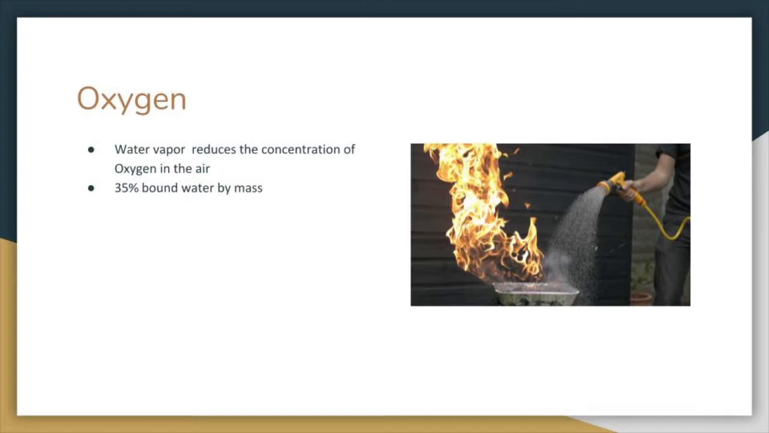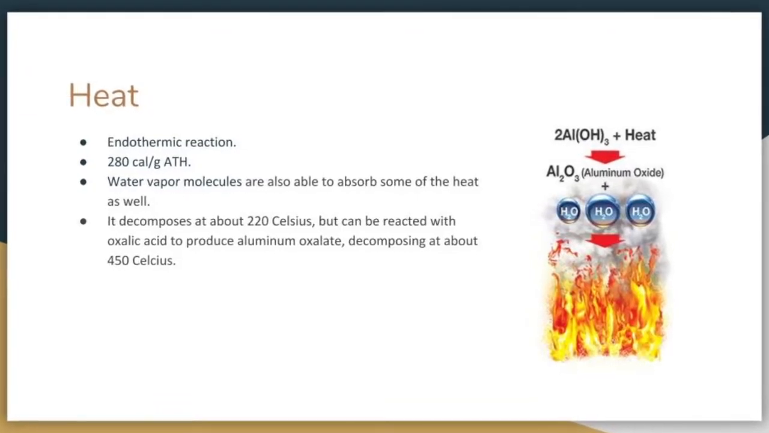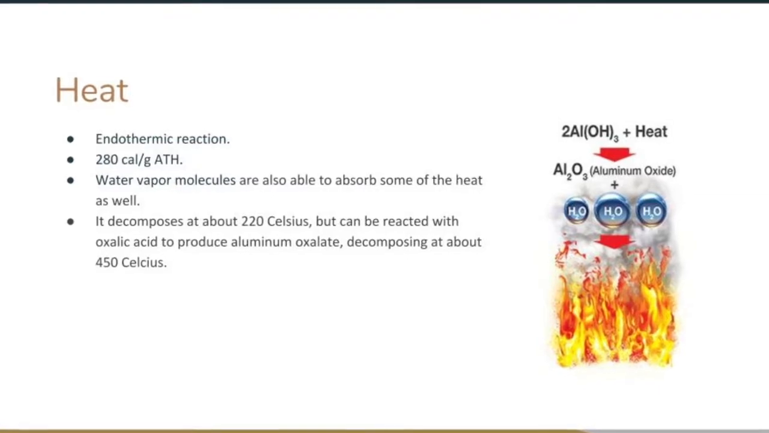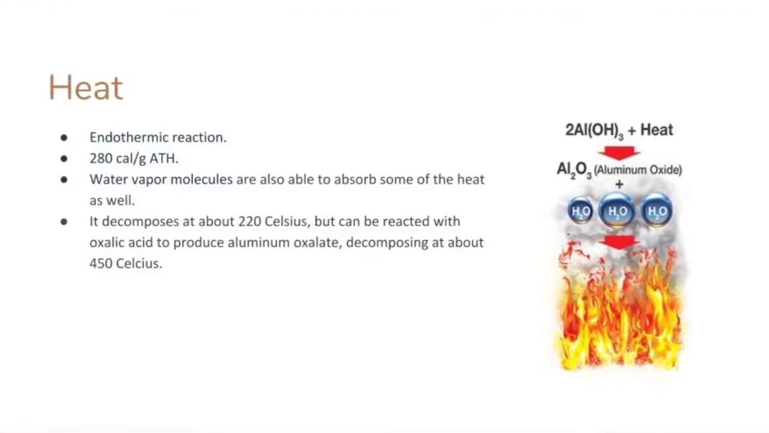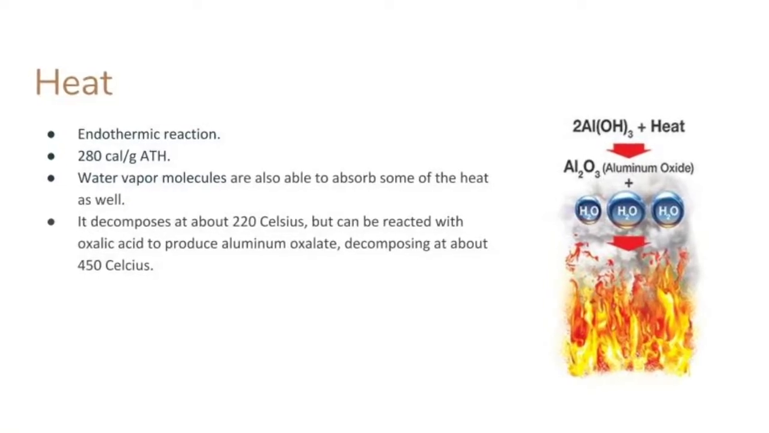and limits oxygen supply. To stop heat, the decomposition of aluminum hydroxide is an endothermic reaction, which can take in about 280 calories per gram of ATH. The water vapor molecules are also able to absorb some of the heat as well.